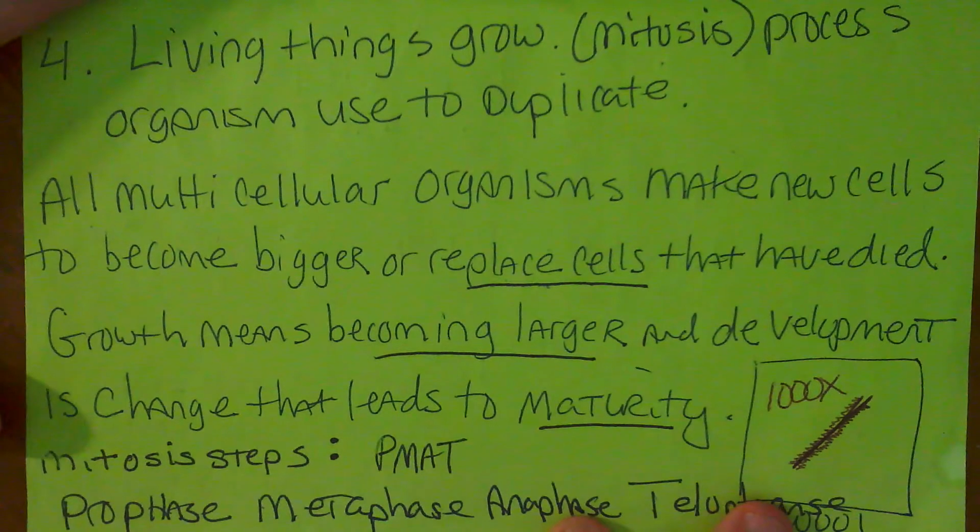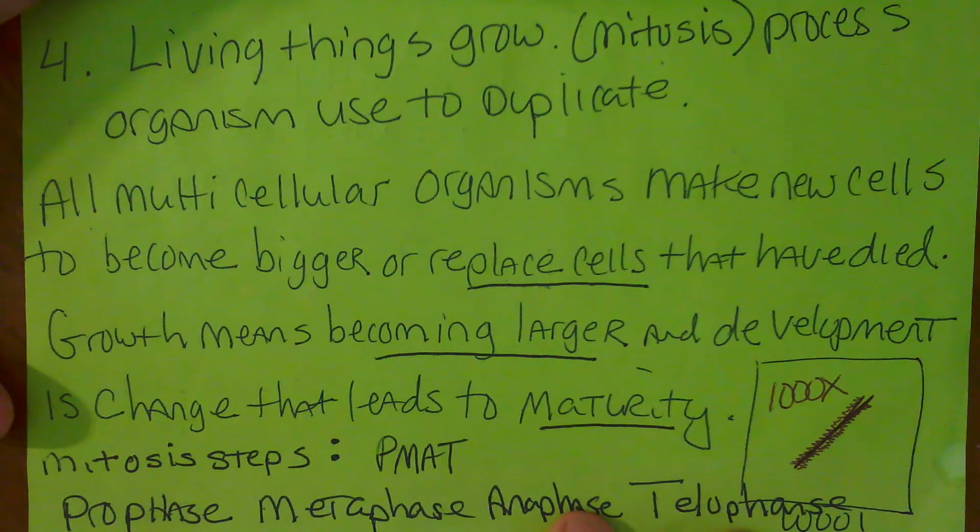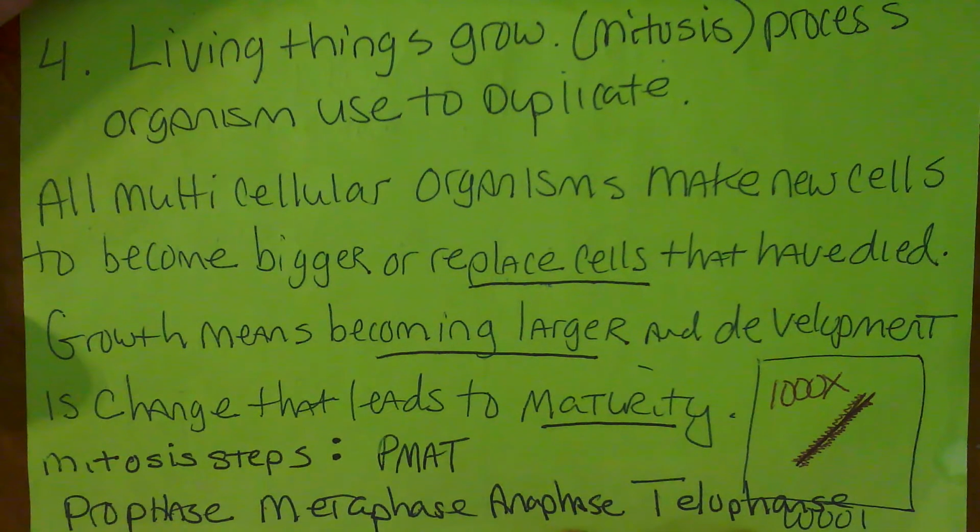Living things grow. Again, the process is mitosis, how an organism can actually duplicate its own cells. All multicellular organisms make new cells to become bigger or replace cells that have died. Growth means becoming larger, and development is the change that leads to maturity.